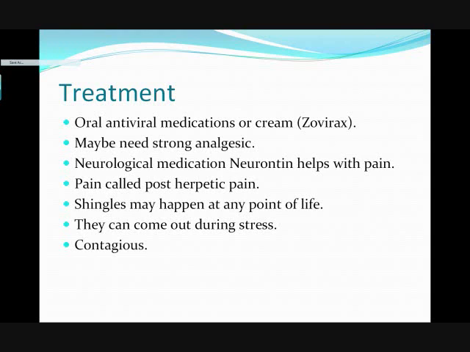Shingles usually happens when your immune system is low and you've been in contact with someone with varicella, and maybe your titers aren't that high anymore, or you've never been vaccinated for it. They come out during stress, low immune system, lack of sleep. It's more common in older people, like greater than 60. And it's contagious.